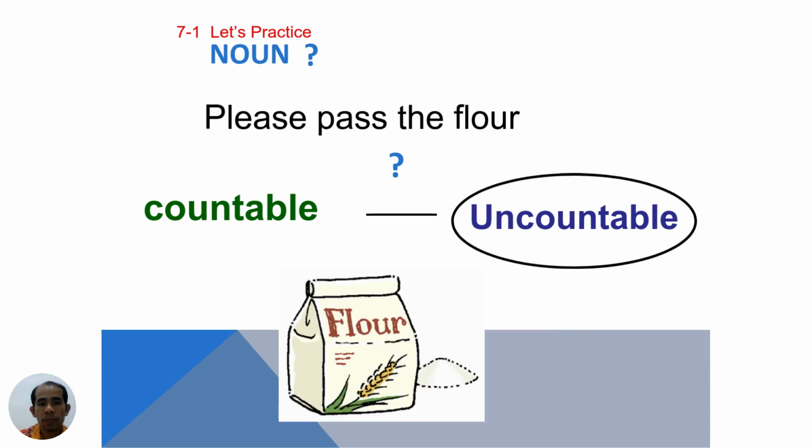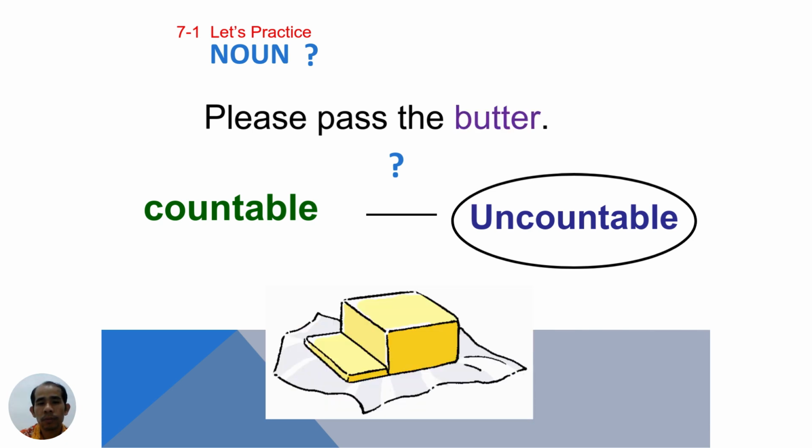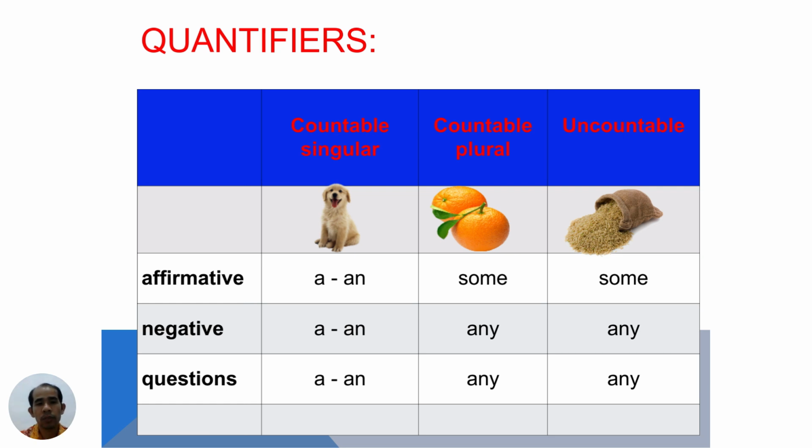And then please pass the flour. Flour in the sentence is an uncountable noun. So we can count it with a box of flour. And butter, is it a countable noun or an uncountable noun? Of course, uncountable noun. And next, I will explain about quantifiers for countable singular, countable plural, and also uncountable nouns.